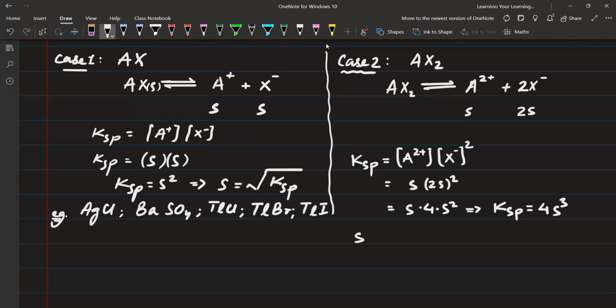So I can say S will be equal to cube root of KSP upon 4. करेक्ट है गाइस? प्लीज टेल मी. Yes, sir. ये याद रखिएगा, आपको इतना याद रखने की जरूरत नहीं है. KSP इज इक्वल टू S स्क्वायर, दूसरे केस में 4S क्यूब.